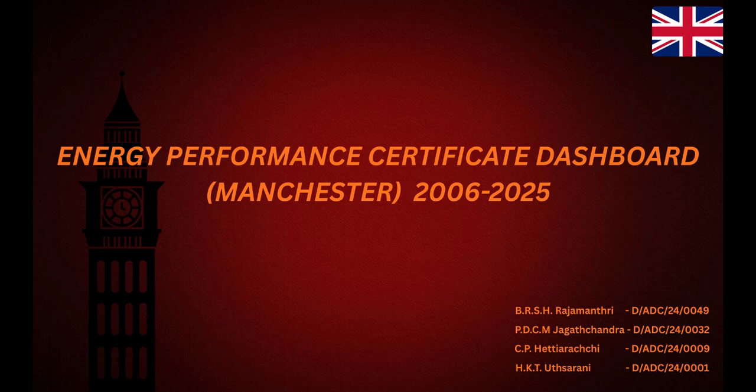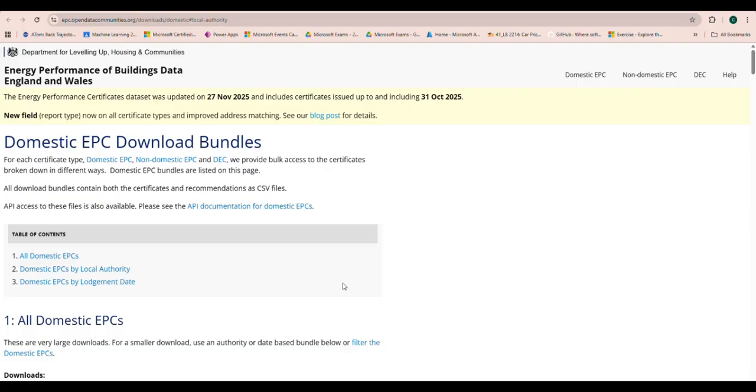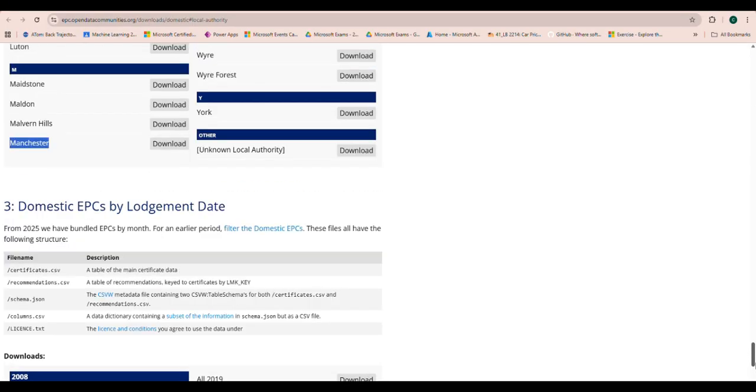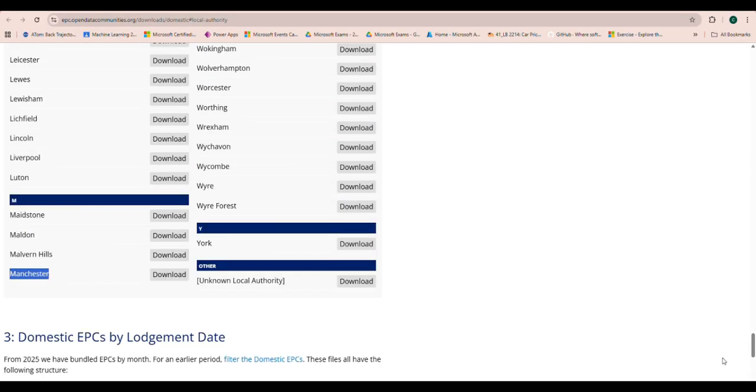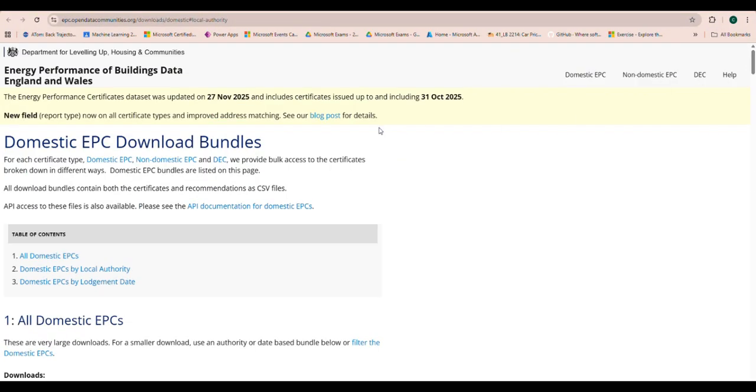Greetings and welcome everyone. Today I am excited to present my Energy Performance Certificate dashboard for Manchester in the United Kingdom. This interactive dashboard provides comprehensive insight into the energy performance of domestic properties in the Manchester region. The data used in this dashboard is from the UK government's Open Energy Performance Certificate dataset, which provides official information on domestic energy efficiency assessments and recommendations.